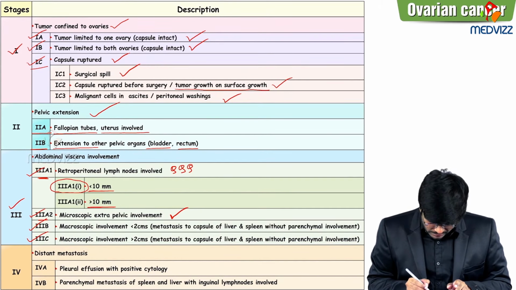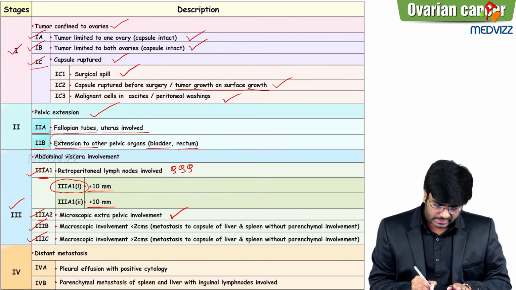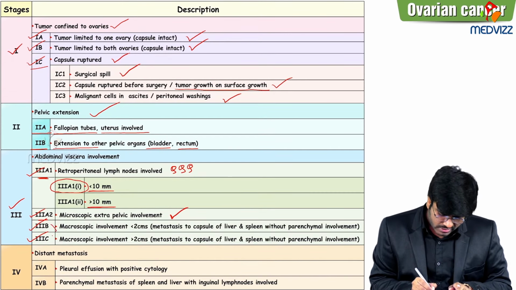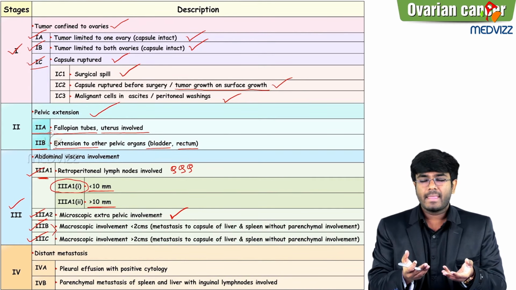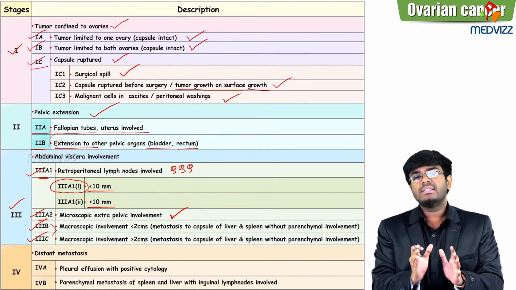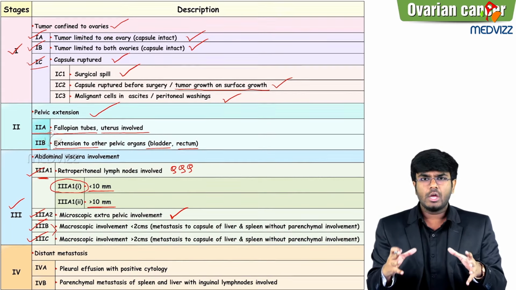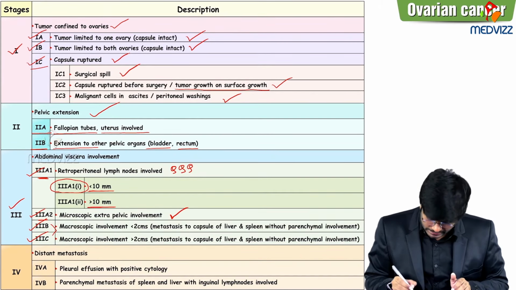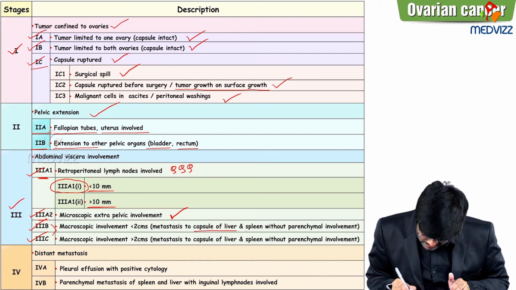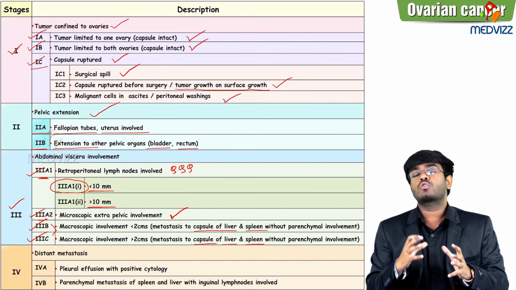Now, in 3B, 3A2 is microscopic. In 3B and 3C, please concentrate. There is a macroscopic involvement. You can see it grossly. Grossly, you can see that there are these tumor deposits. Okay, these tumor deposits are present, you can see them with the naked eye. Where are they present? They are present on the capsule of the liver and spleen. Okay, on the capsule of the liver and spleen, you can see these macroscopic deposits.